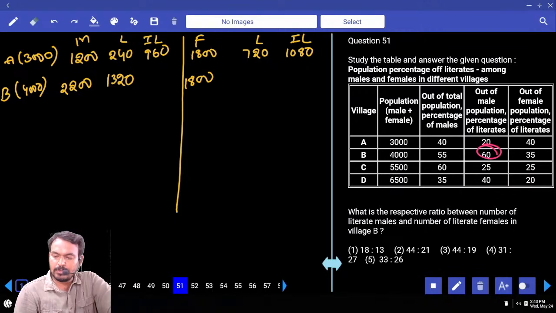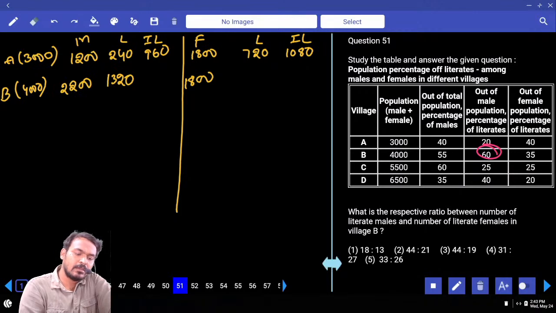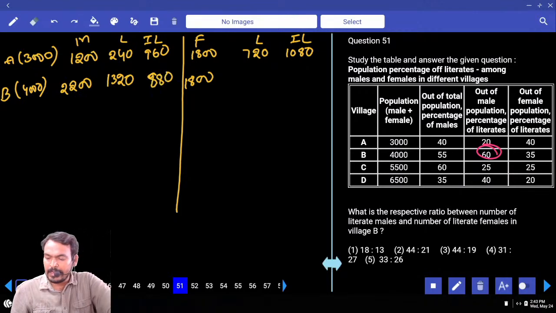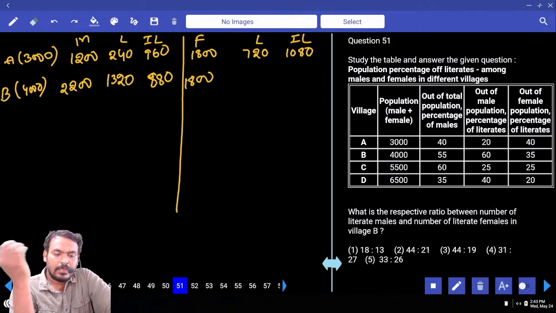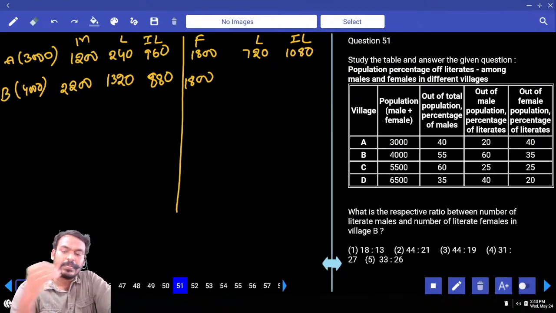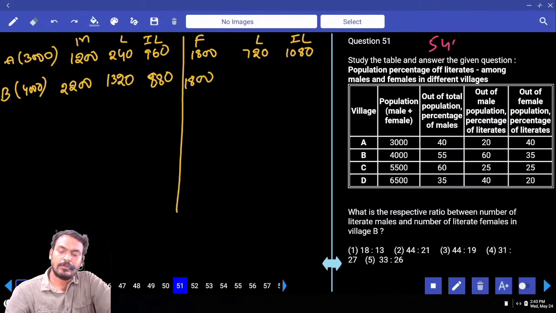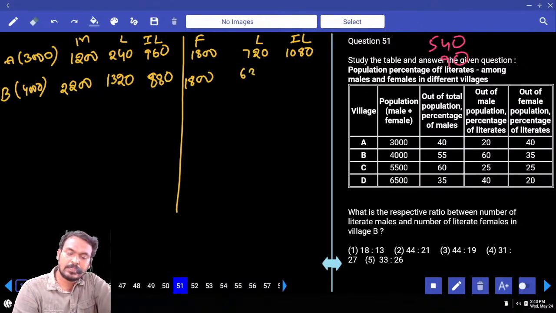2200. In that 60%, 1320. What is the remaining? 880. Next, out of 1800, 35% are literate. 1800, 35%. What is the 30%? 540. What is the 5%? 90. 540 plus 90, 630. What is the remaining? 1170.